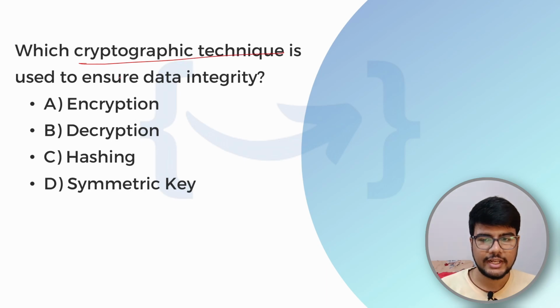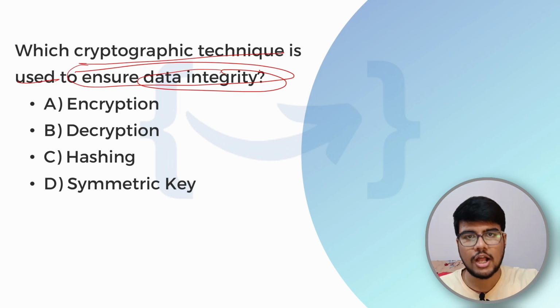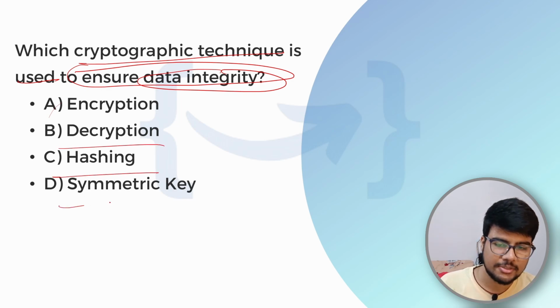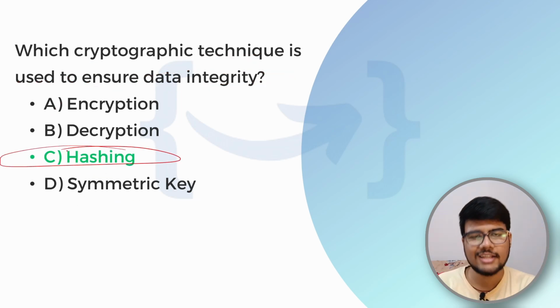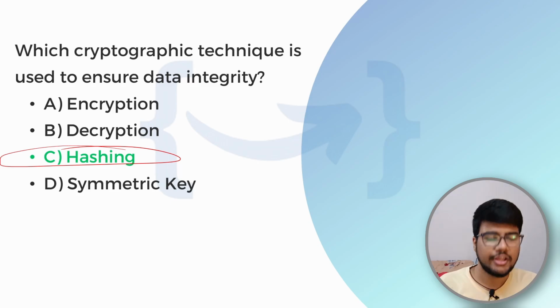Which cryptography technique is used to ensure data integrity? Data integrity means that whatever data has been sent is the same data received at that particular place. So: encryption, decryption, hashing, or symmetric key. I know you marked the correct option, which is hashing, which helps you hash the current value and find out whether you achieved integrity or not.